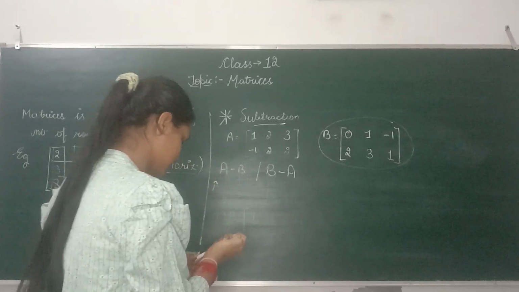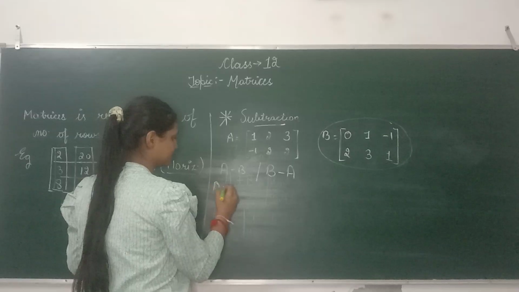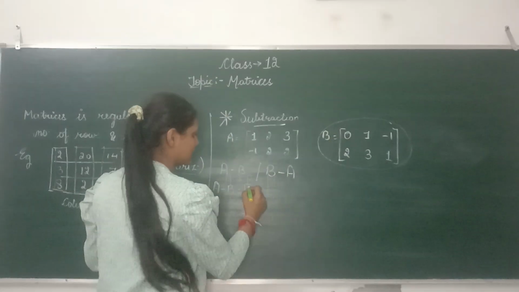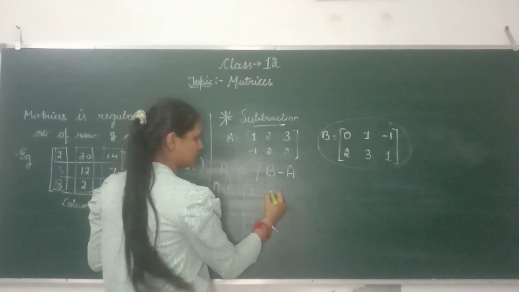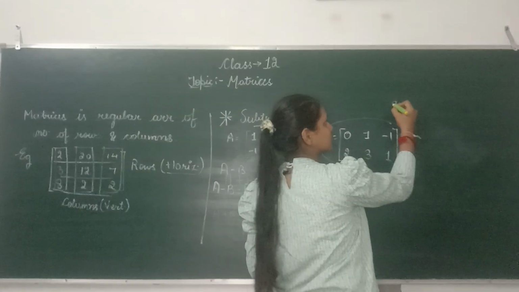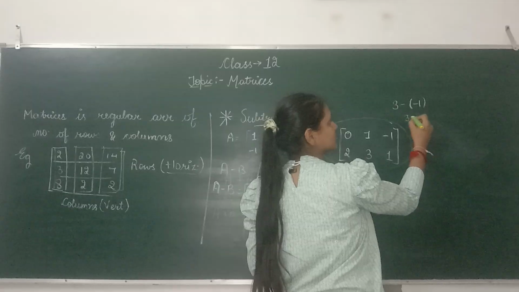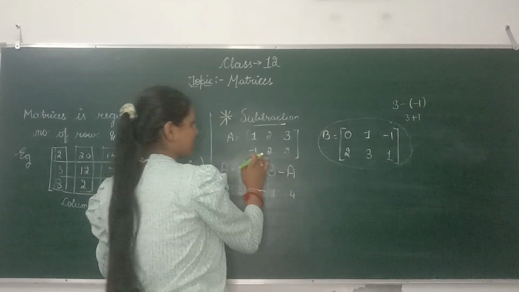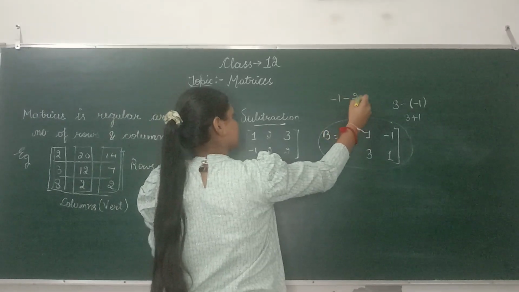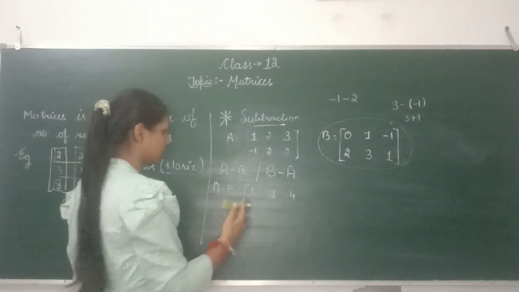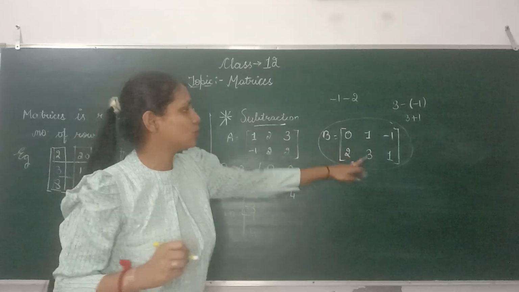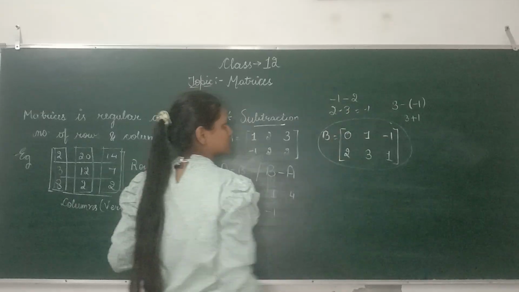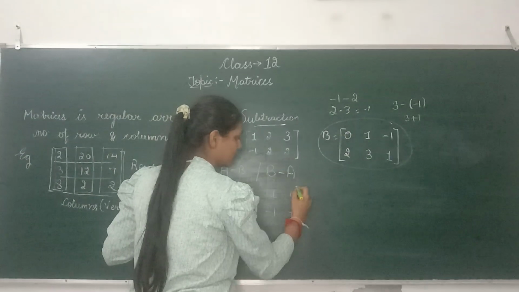Okay, if we start with A minus B, the first element is subtracted from the first element. 1 minus 0 is 1, 2 minus 1 is 1, 3 minus of minus 1, that is 3 plus 1, which is 4, minus 1 minus 2, that is minus 3, 2 minus 3 is minus 1, 2 minus 1 is 1.